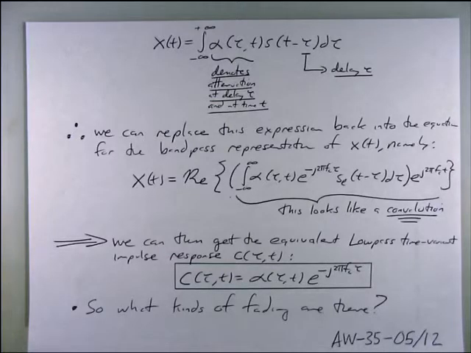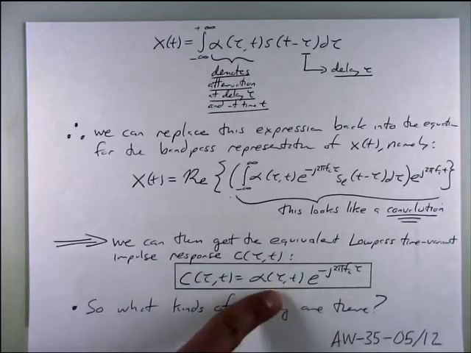This guy, what does he look like? Continuous time convolution, right? Does everyone see that? So what ends up happening is we now bring it down to baseband, just like the trick before. Now we really have a convolution, and we have that pesky complex exponential. So the continuous time, low-pass time-variant impulse response, c(t, tau), is going to be equal to this guy. All right?